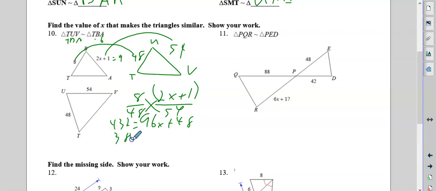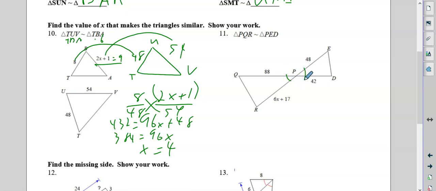Subtract 48, we get 384, and divide, we get x equals 4. But again, if you happen to notice that the bigger triangle is 6 times the smaller triangle, and we divide 54 by 6, we would get 9, and we could just do this simple problem and get the same answer a little bit quicker. Number 11.